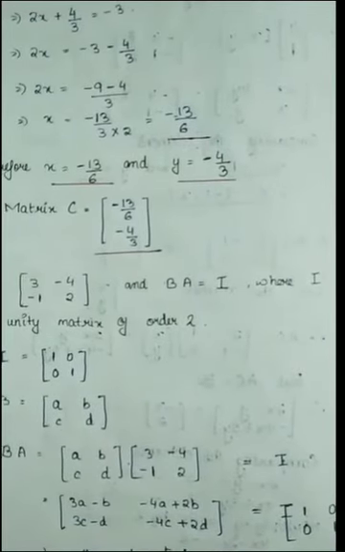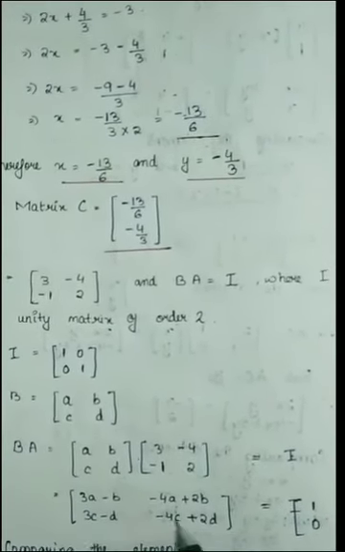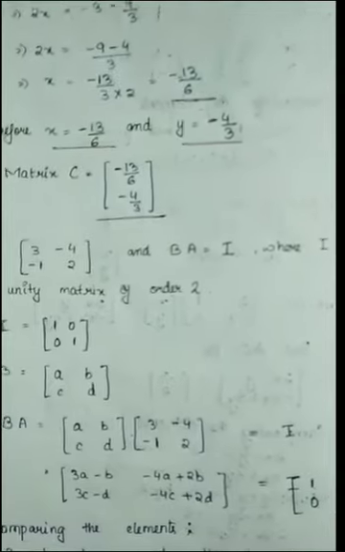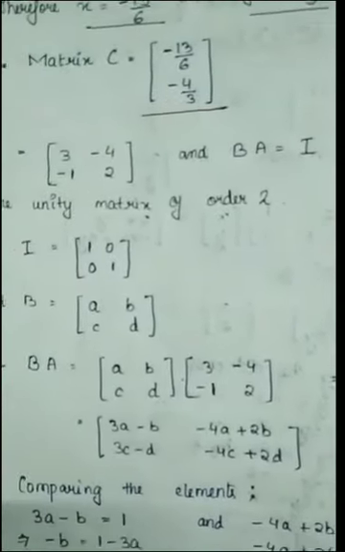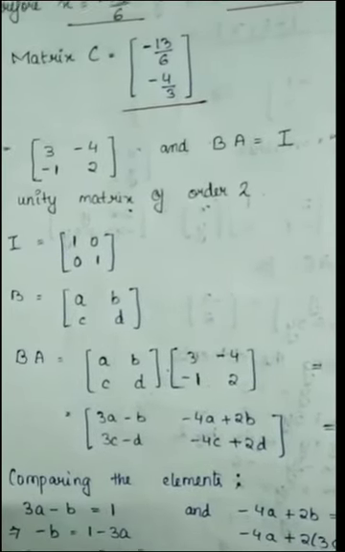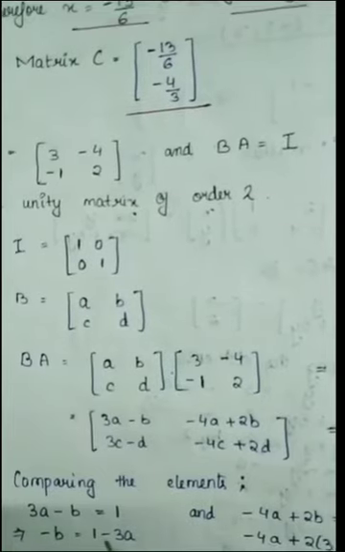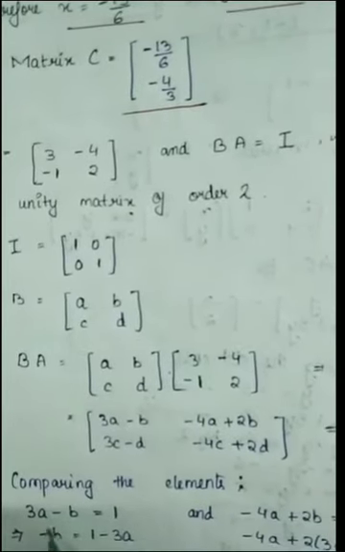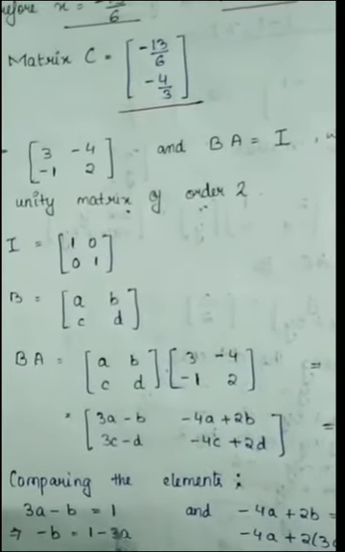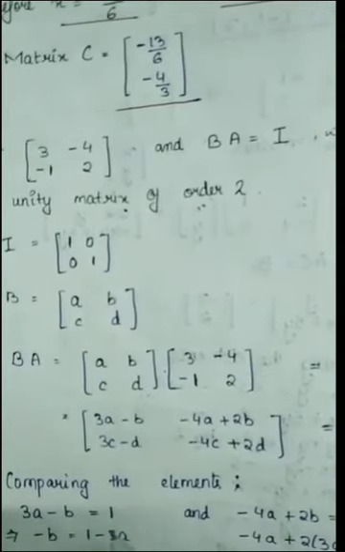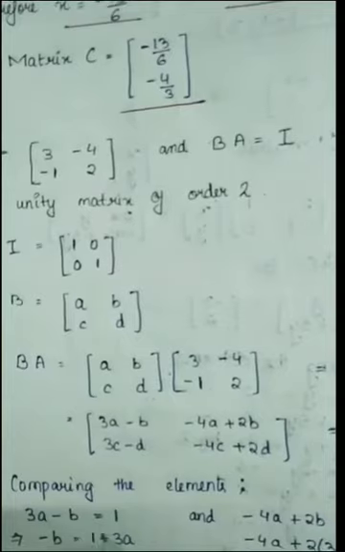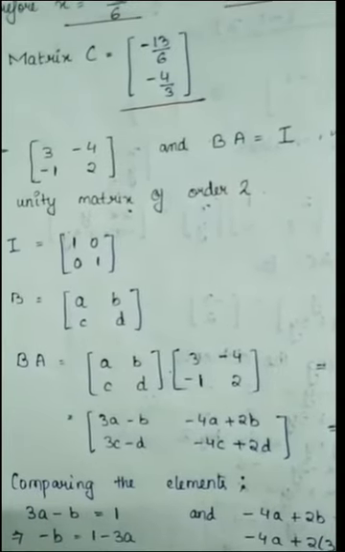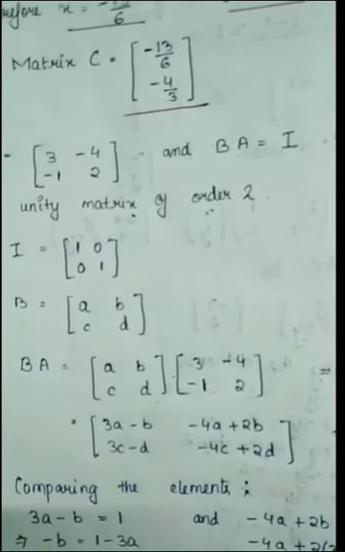Now we'll again compare the elements. So we'll get 3a minus b is equal to 1. So we can write it as minus b is equal to 1 minus 3a, as this 3a will be shifted to the right hand side. So b is equal to 1 minus 3a. Now if here the sign is changed, here also the signs will change. So this negative will become positive. Minus 3 will become 3a and 1 is positive, so it will become minus 1. So b is 3a minus 1.